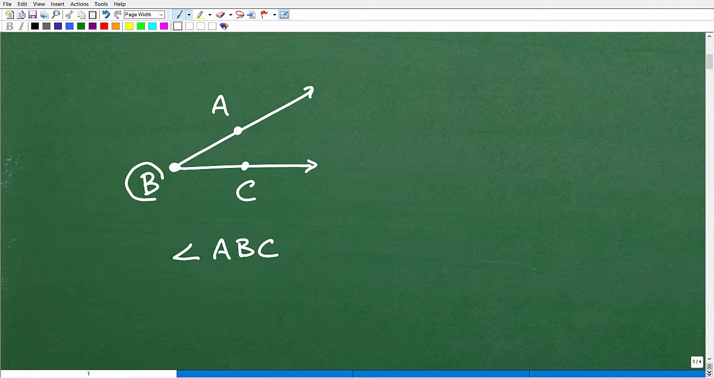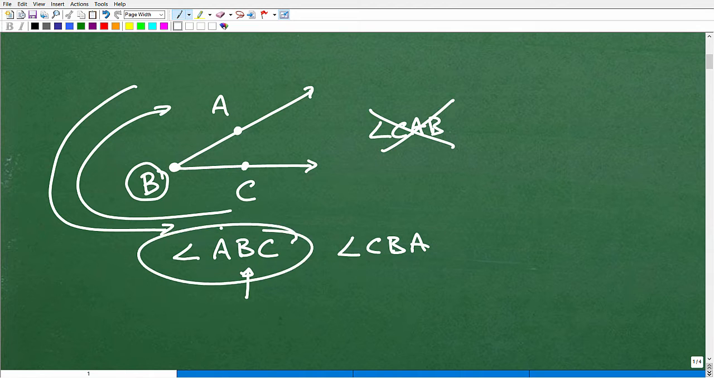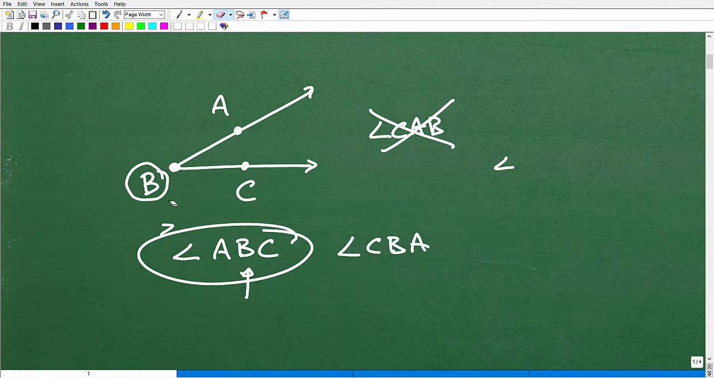Now notice the vertex is in the middle. This is not a trivial detail. In other words, we wouldn't write this angle as angle CAB. This right here would be incorrect. You always have to put the vertex in the middle. So another way you could write this is angle CBA. You can go in this order, or you can go in this order. Probably it would be more appropriate to write it like so. This little angle notation is a very, very common symbol in geometry.